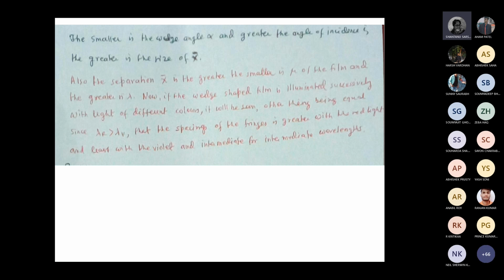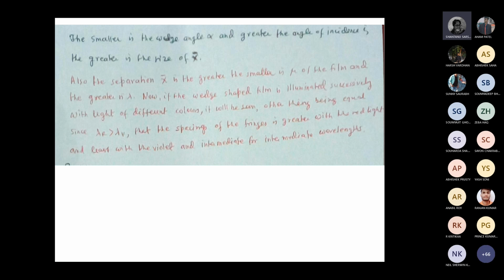So if the wedge film is illuminated successively with light of different colors, what will happen? If the light from the sun is incident, then other things being equal, since lambda red is greater than lambda violet, the spacing of the fringes is greatest with the red light and least with the violet light, and intermediate for intermediate wavelengths. So you will get color bands. You can see the color bands.